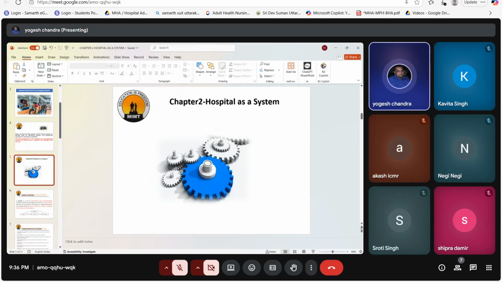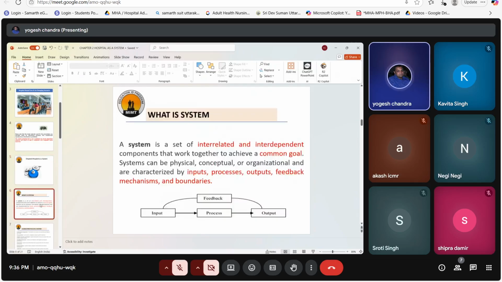But if you take the actual definition and actual meaning, it comprises a lot of components, but those components should also be interrelated and interdependent. Unless components are interrelated or interdependent, you cannot categorize it as a system. That is one basic character of the system. And what is the purpose? To achieve a common goal.